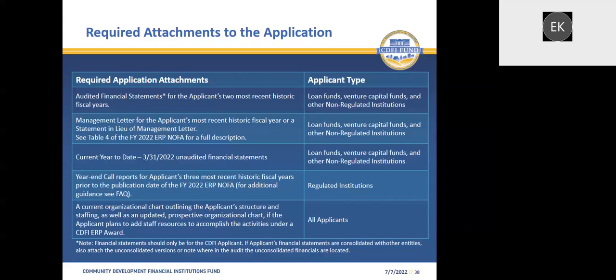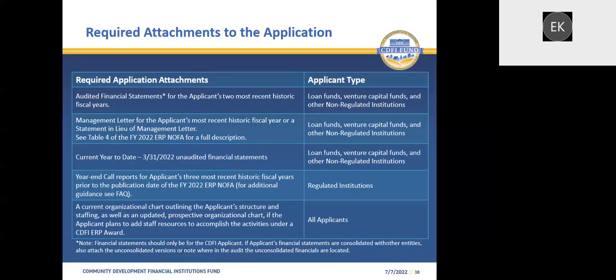For additional guidance, please see the FAQ, is required of regulated institutions. A current organizational chart outlining the applicant's structure and staffing, as well as an updated prospective organizational chart if the applicant plans to add staff resources to accomplish the activities under a CDFI ERP award, is applicable to all applicants.